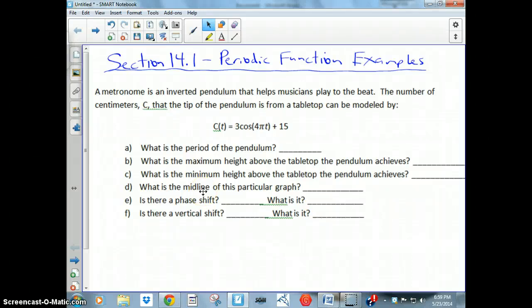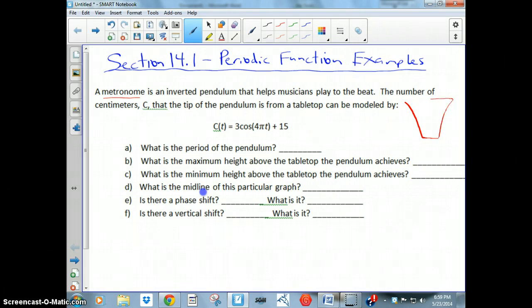All right, let's apply some of this information in section 14.1 that we've been learning about graphs. So here's an example of a real-life problem. A metronome is an inverted pendulum that helps musicians play to the beat. It kind of looks something like this. There's a base to it, but then it's attached to the bottom. There's a little pendulum, and the pendulum swings back and forth like this. And it helps musicians keep time or keep the beat of a certain piece of music.